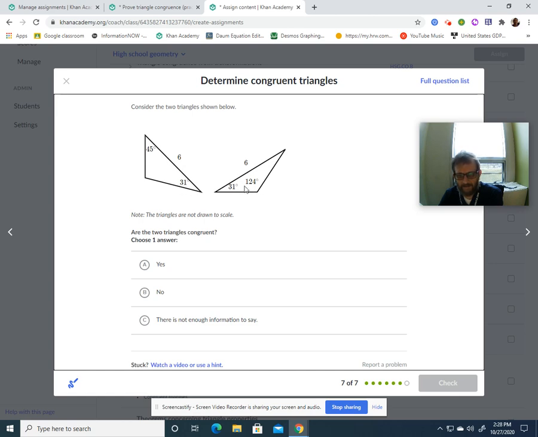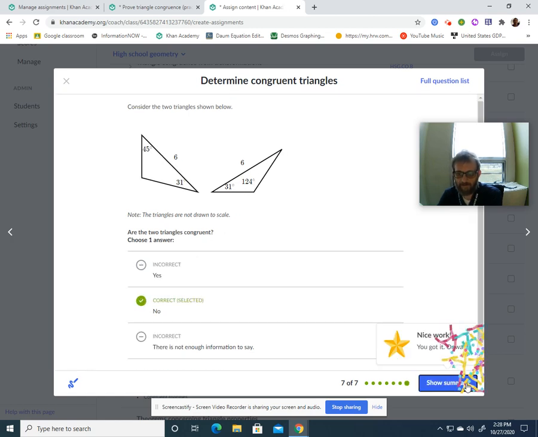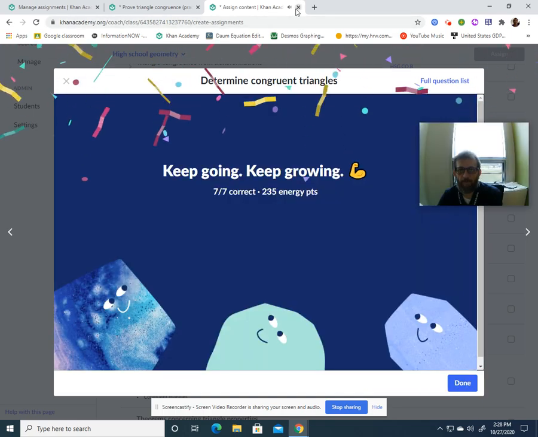Now the only thing is, they're telling me this is 124 and then they're telling me this is 45. Well, the key here is I don't know what this angle is compared to this one or vice versa. And the key is that the sum of the angles of a triangle has to be 180. So 45 plus 31 is 76. 76 subtracted from 180 is 104. So this would be 104. This is 124. They are not congruent. All right, finish that one.